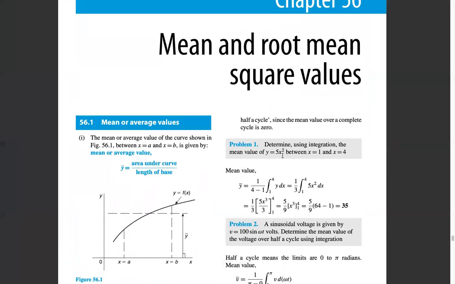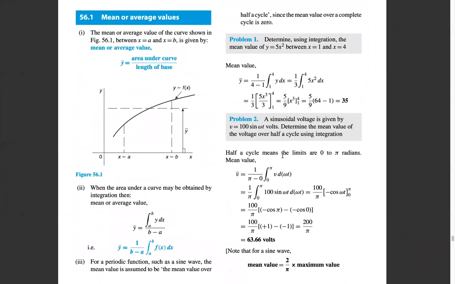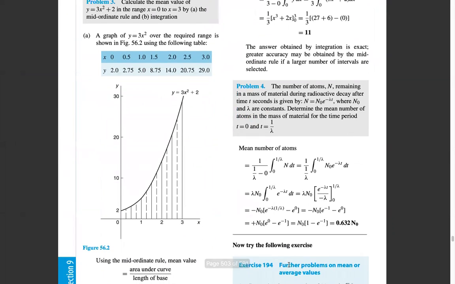They have other things like mean and root mean square values. At this level, if I ask you to find out, you're expected to just look up the definition of what the RMS value is, and it's a definite integral. You just have to take your time, okay?